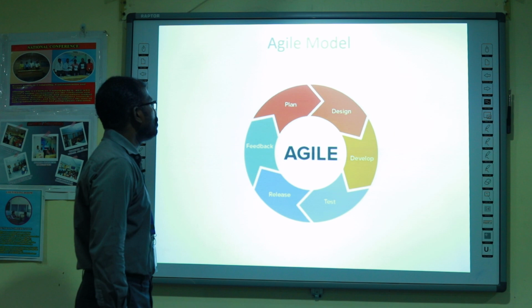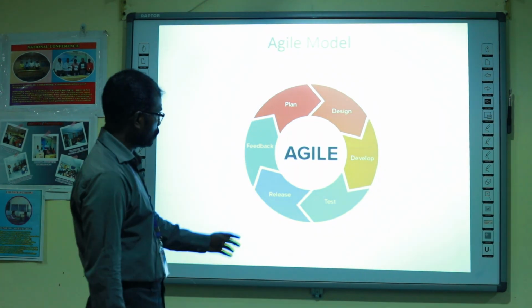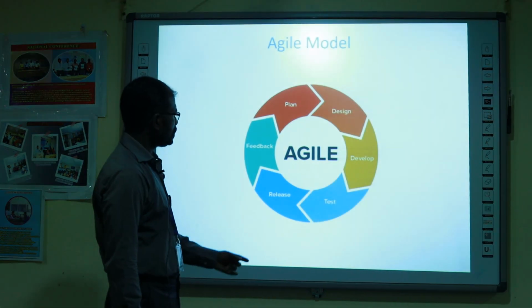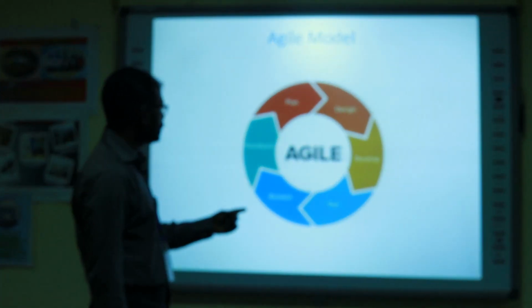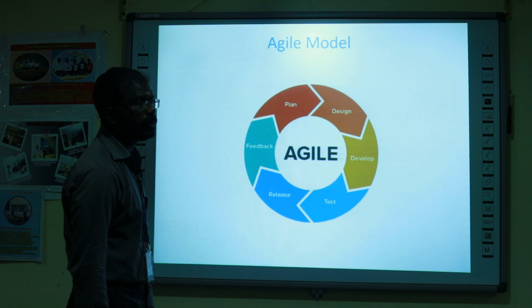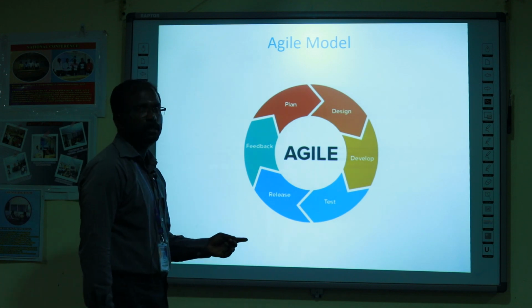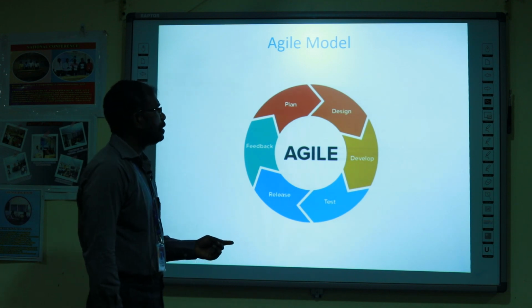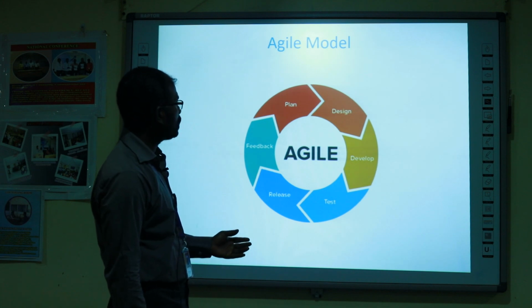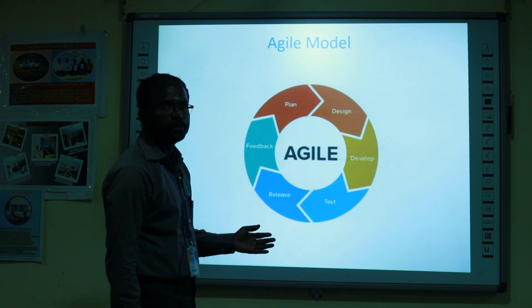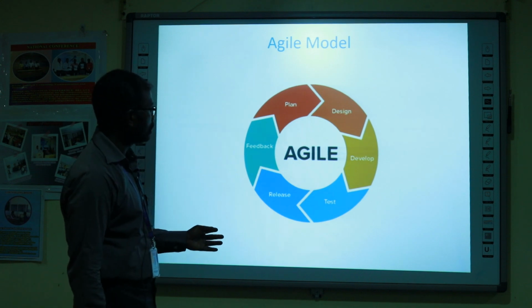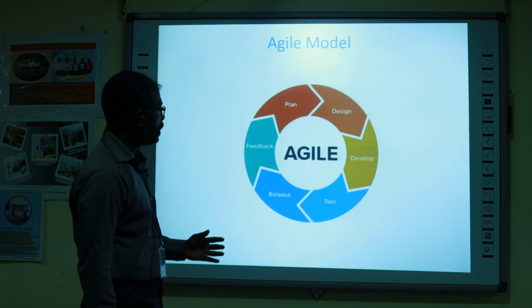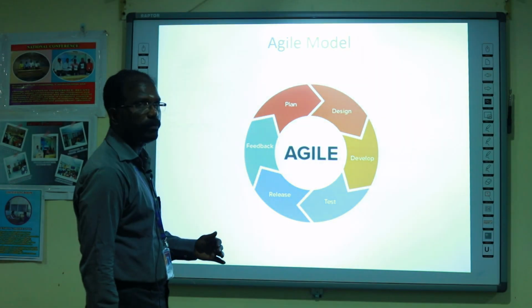Next one is the agile model. In the agile model, the first one is planning, next designing, next development, test, release and feedback. First one is the planning phase. In the planning, we get the requirements from the customers and we plan for the particular software. Then we go for design and develop, test and release. And finally, we get the feedback from the customer and it will be rectified in the process.